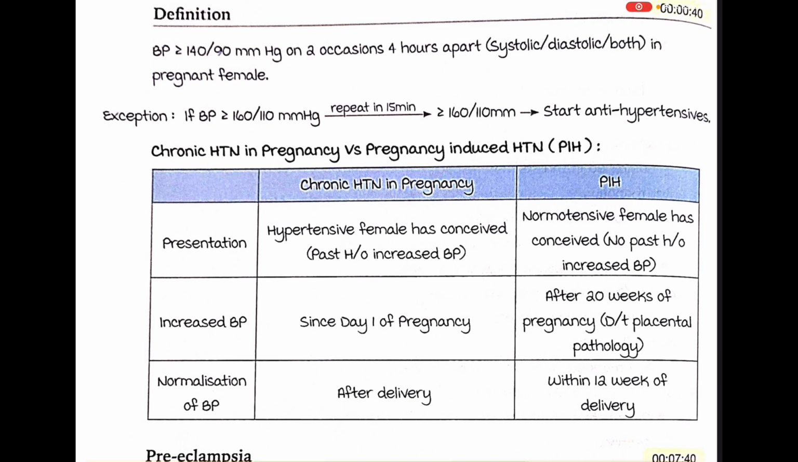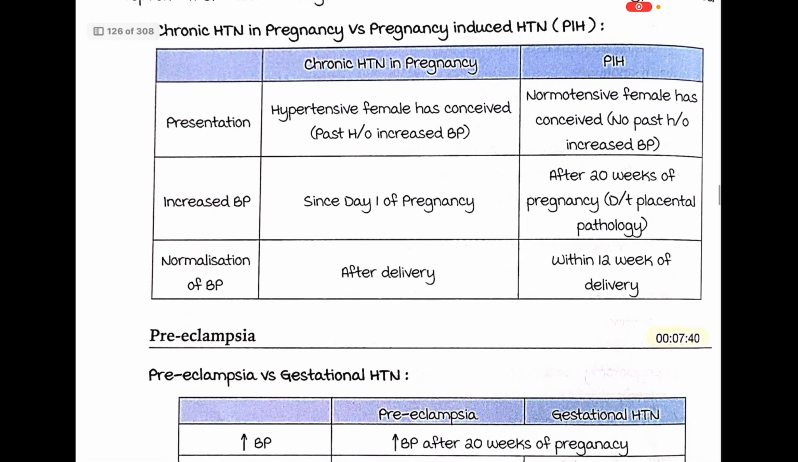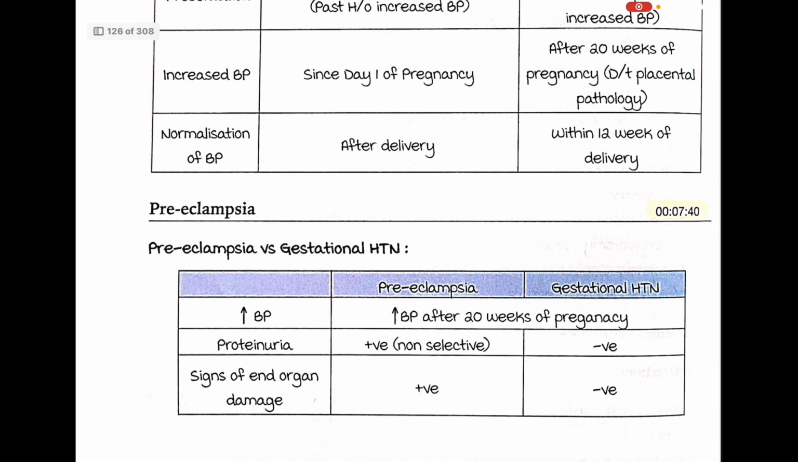Chronic hypertension in pregnancy versus pregnancy-induced hypertension. Presentation: in chronic hypertension, a hypertensive female has conceived, with past history of increased blood pressure, and increased blood pressure since day 1 of pregnancy. In pregnancy-induced hypertension, a normotensive female has conceived, with no past history of increased blood pressure. BP rises after 20 weeks of pregnancy due to placental pathology, and normalizes within 12 weeks of delivery.